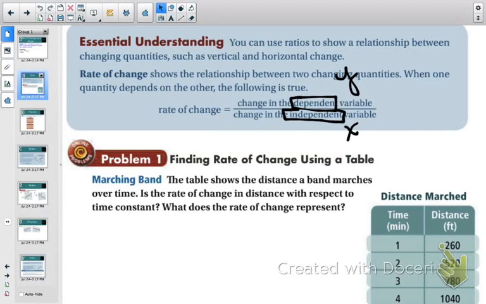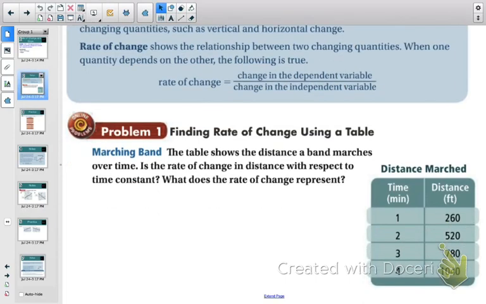Okay, so let's look at this table down here. So basically change in y over change in x. The table shows the distance a marching band marches over time. Is the rate of change in distance with respect to time constant? Okay, so we have to look at the rate of change. So basically this goes up by 1 each time. This goes up by 260.